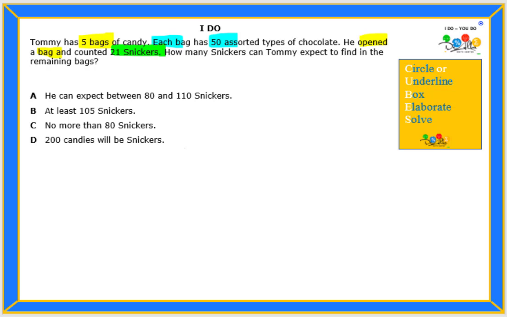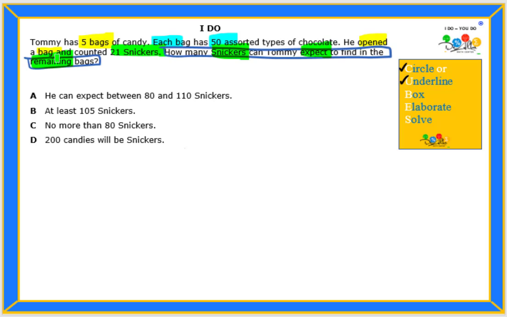So in our cube strategy, we make sure that we circle and underline important information, which we have, and then we want to box in our question. Our question says, how many Snickers can Tommy expect to find in the remaining bags? So very important information.